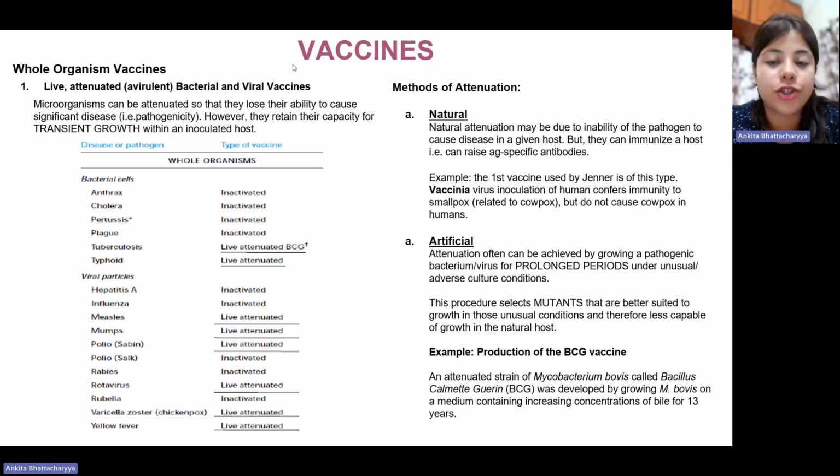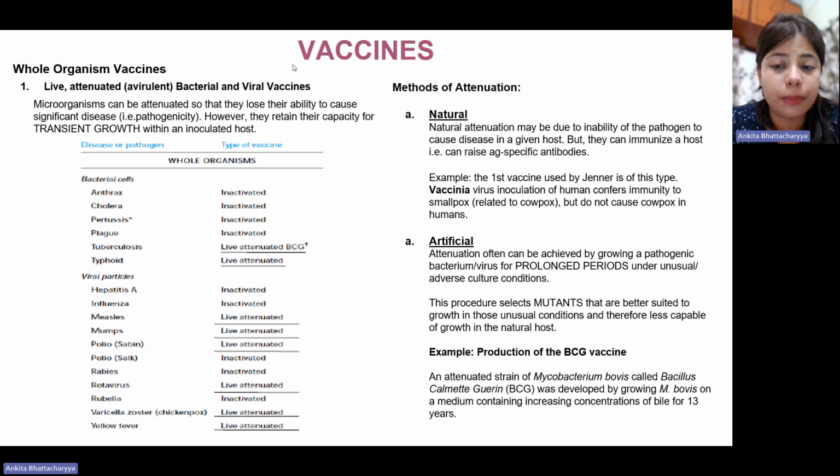However, another way, which is very relevant for the BCG vaccine, is that you are growing the pathogen under some very unusual or very adverse or abnormal condition. So what does it do? When you are changing the condition in which a particular pathogen is normally able to grow, you are allowing that pathogen to modify itself or mutate itself. So this procedure, when you are culturing it under that changed condition for a prolonged period of time, helps in the selection of mutants. These mutants are better suited to grow in those unusual conditions, and therefore they are less capable of growth in the natural host.